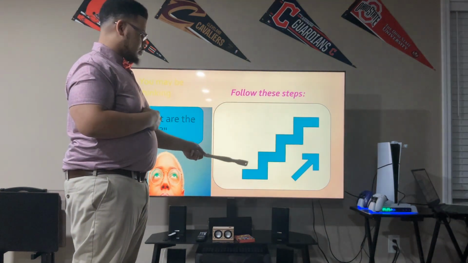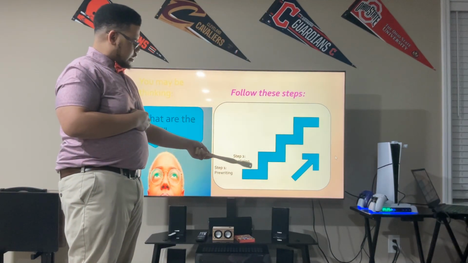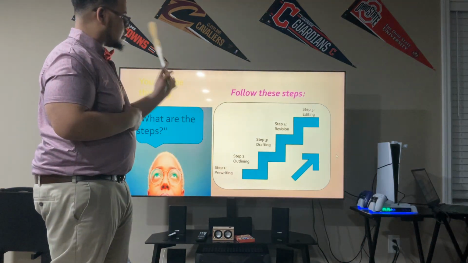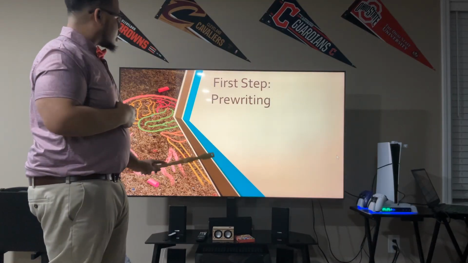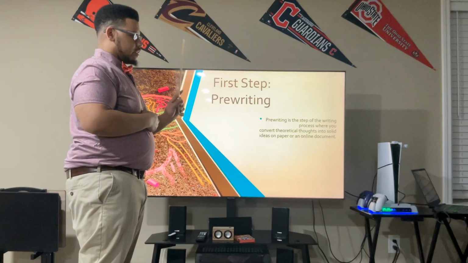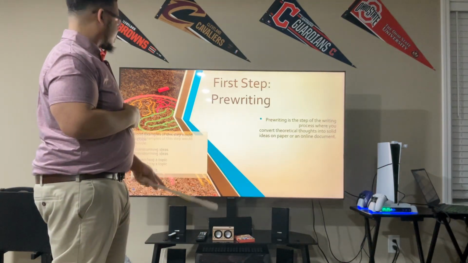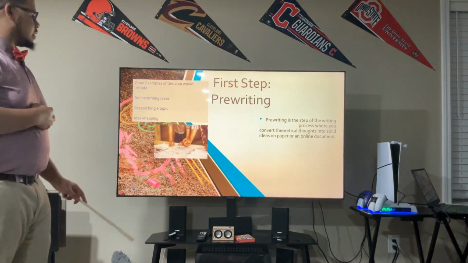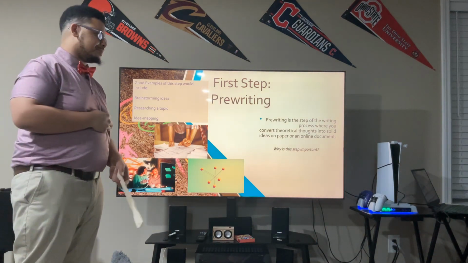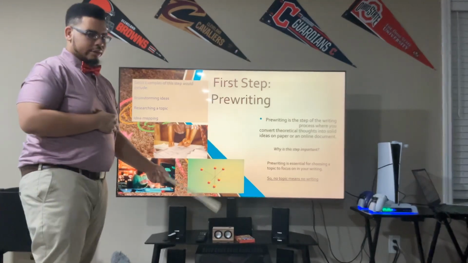You might be thinking, what are the steps? Follow these steps. First step, pre-writing. Second is outlining. The third is drafting. And the fourth step is revision. Fifth step is editing. The first step is pre-writing, which is where you have all your ideas and thoughts, and you jot them down on paper or an online document. A good example would be brainstorming ideas, researching a topic, and idea mapping. Why is this important? It's mainly to focus on your topic. So if you don't have a topic, you can't write.